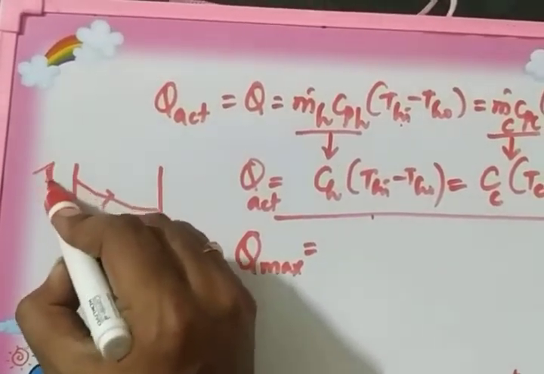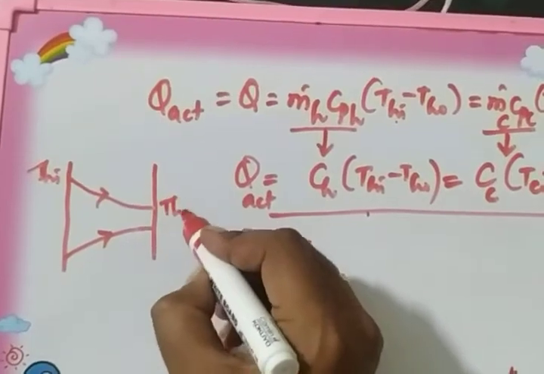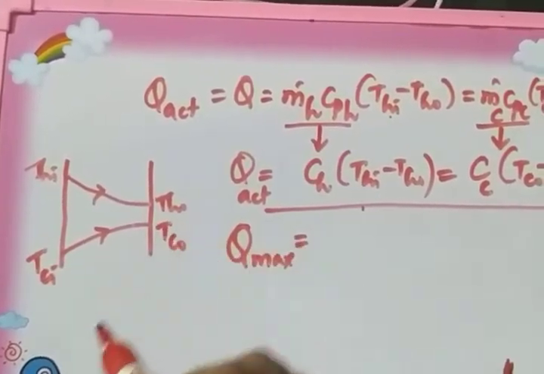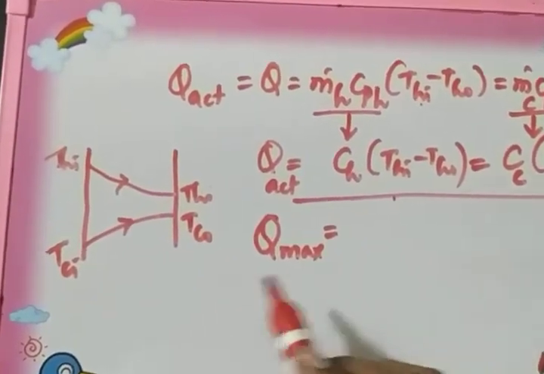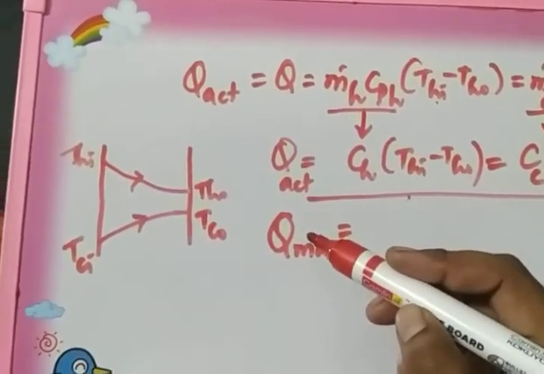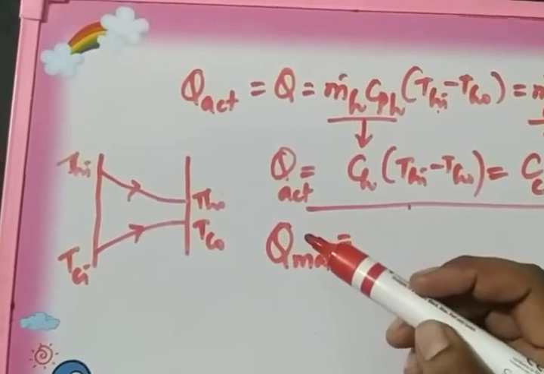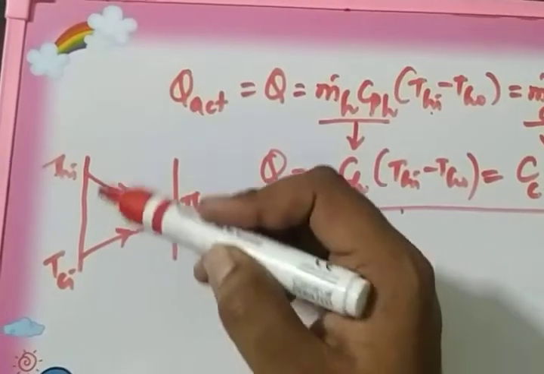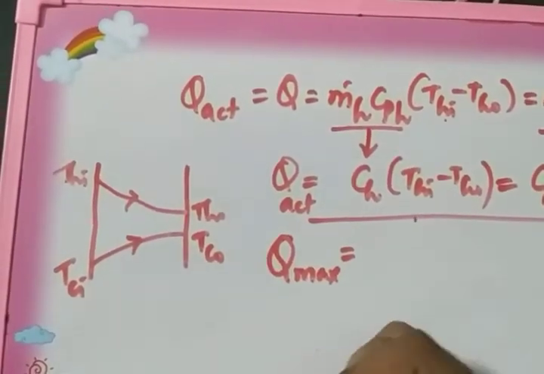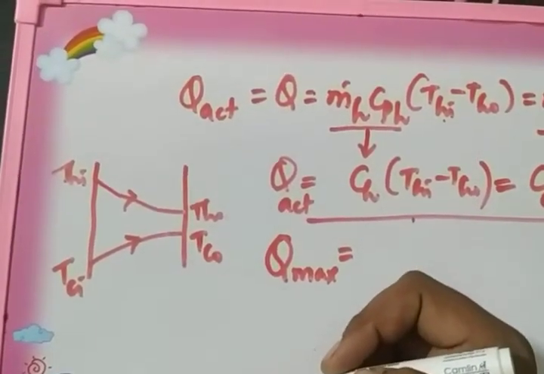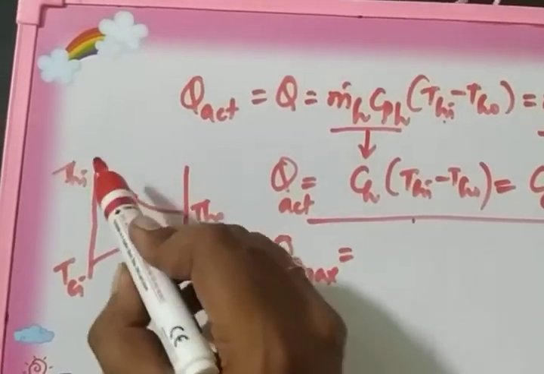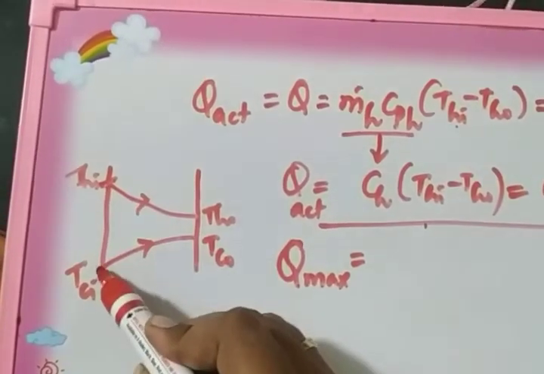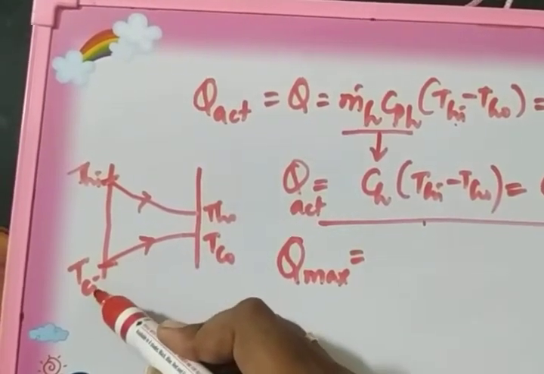So this is Thi, Tho, this is Tci, and this one is Tco. Now if you look at this temperature profile diagram, can you think for a while at which point in this heat exchanger, with what temperatures between the two fluids, the rate of heat transfer will be maximum? Take for example, if you consider at the inlet, the hot fluid is having a temperature Thi and the cold fluid will be having a temperature Tci.